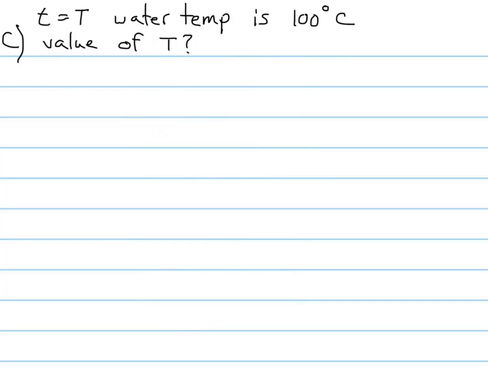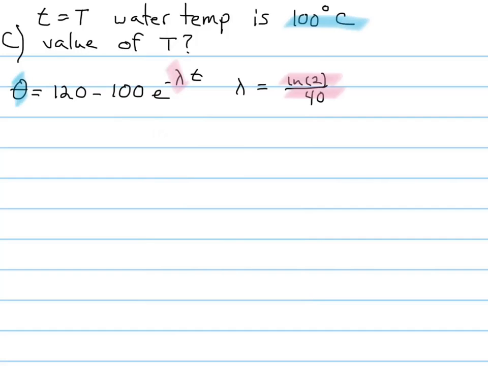Part C. Calculate the value of capital T to the nearest whole number. We know that the water temperature will reach 100 degrees Celsius. We also found the value of lambda in our previous problem. So we plug these things into our equation. So we have 100 equals 120 minus 100 e raised to the negative natural log of 2 divided by 40 times capital T. Now we solve for capital T.